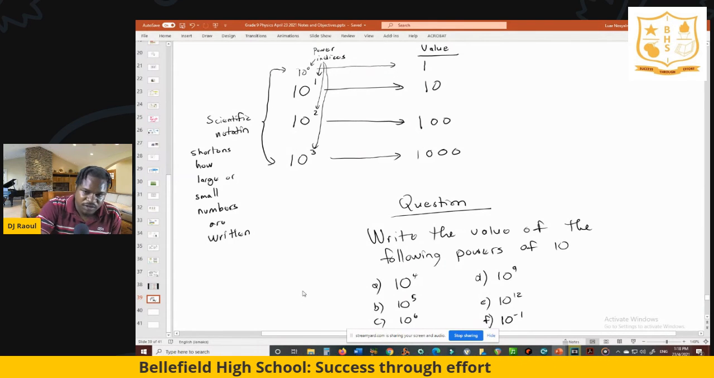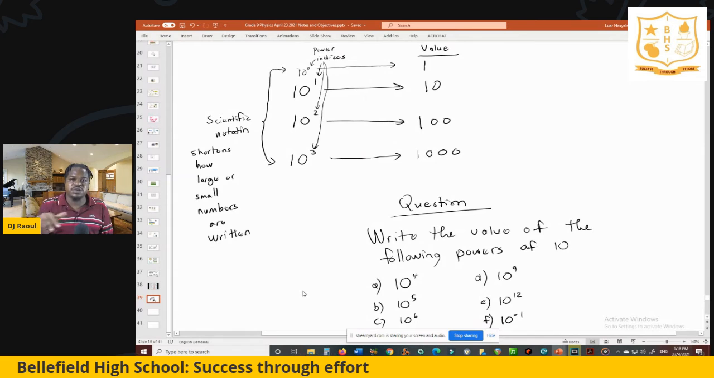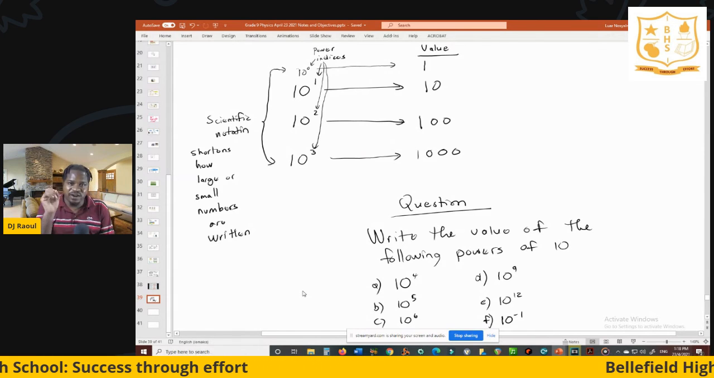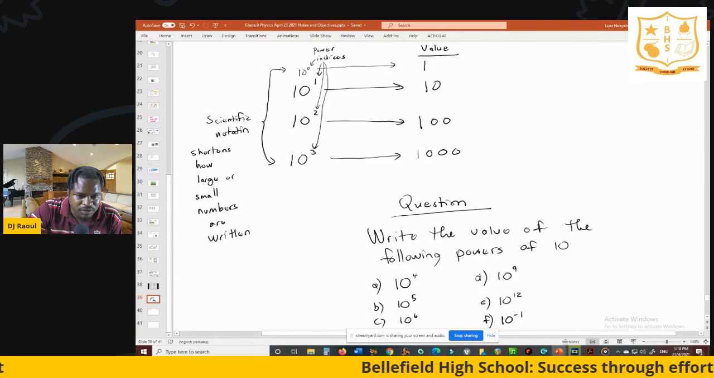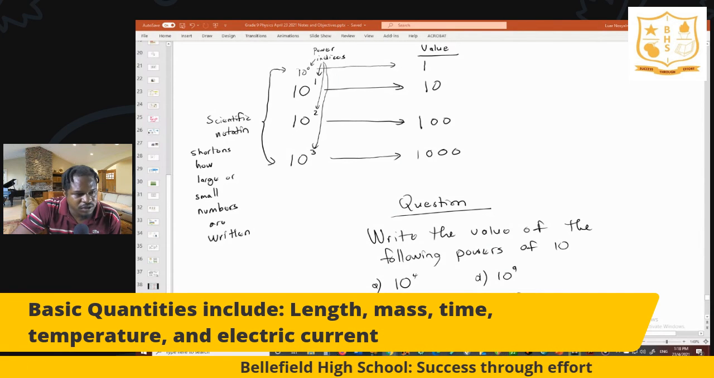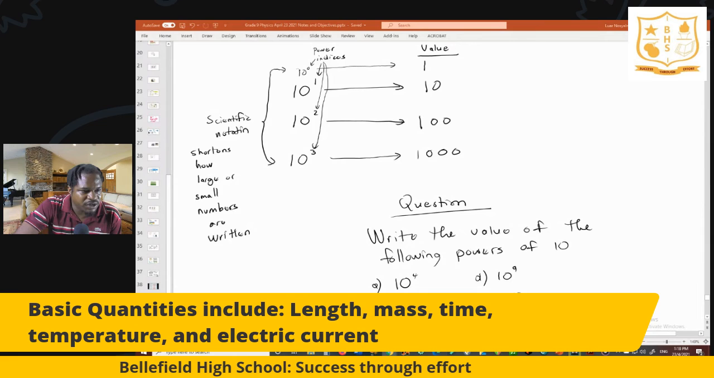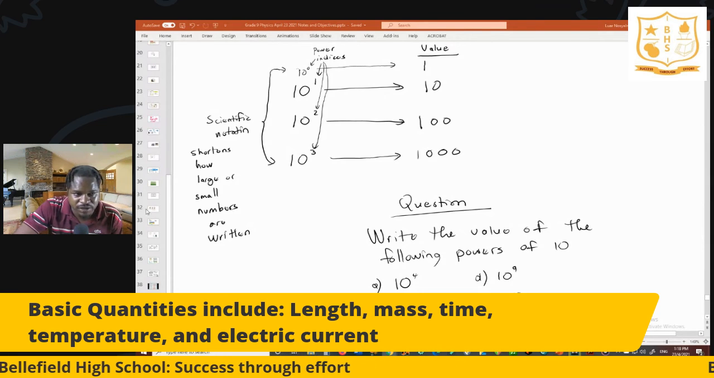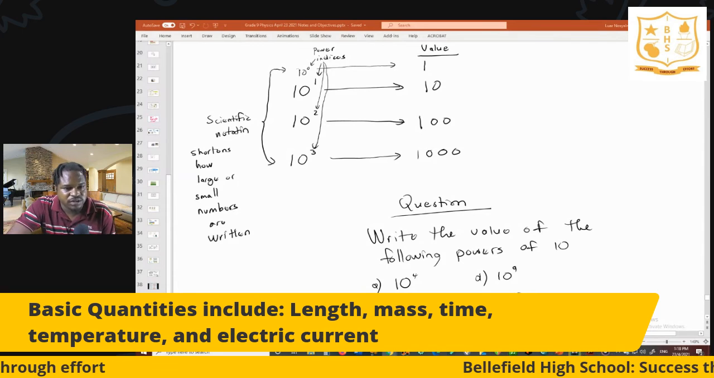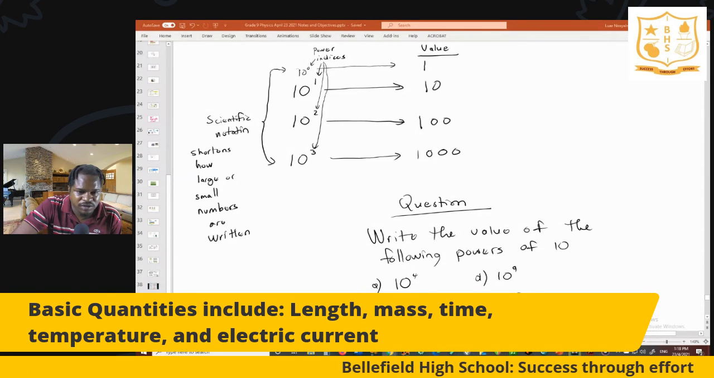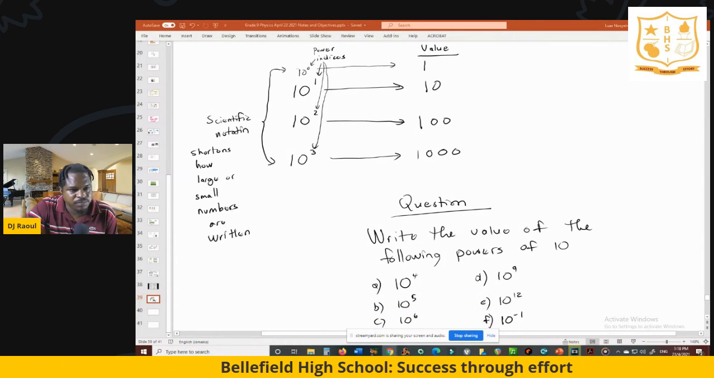Remember, guys, length, mass, time, temperature, electric current, these are the basic units we measure. Let's go over those basic units again. Don't forget that one. Basic units here: length, mass, time, temperature, and electric current, guys. Don't forget those. We will come back to these in the next class.